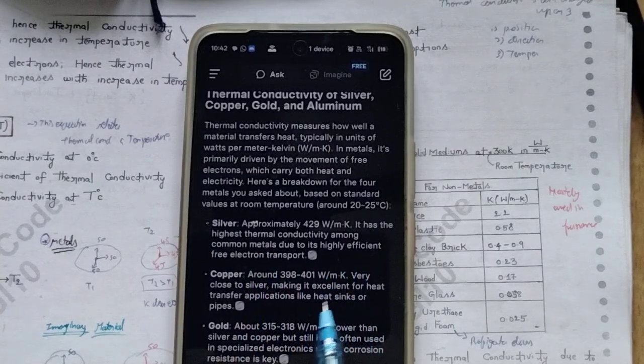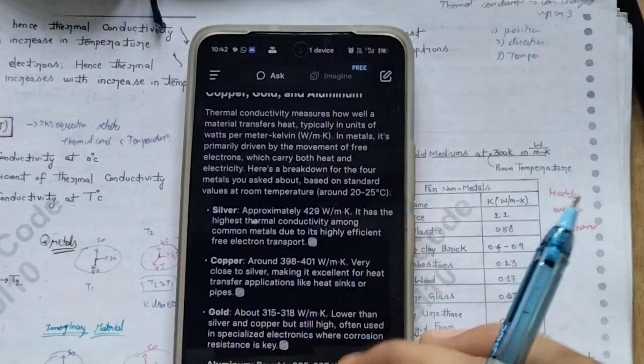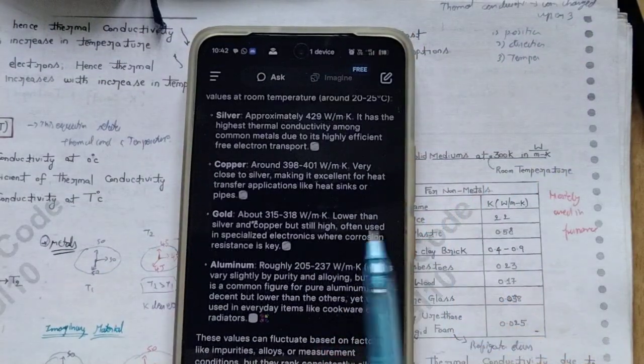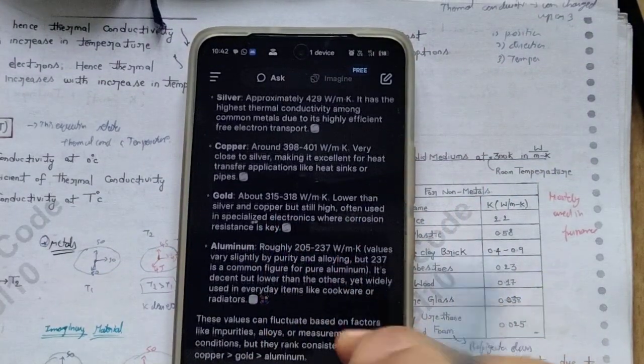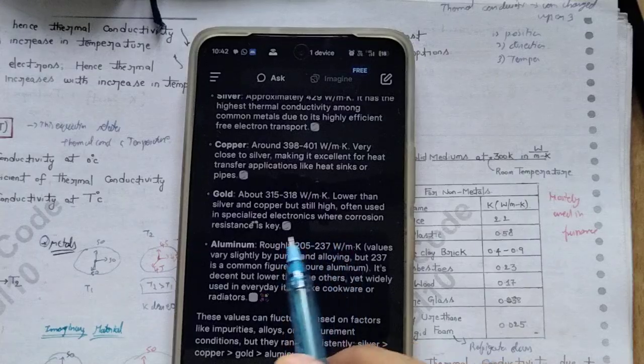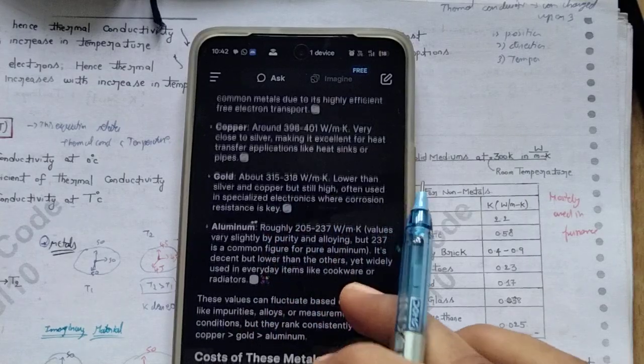Copper you can see in heat sinks and pipes. Next, gold is lower than silver but still high, and it is used in electronics because corrosion is much lesser.